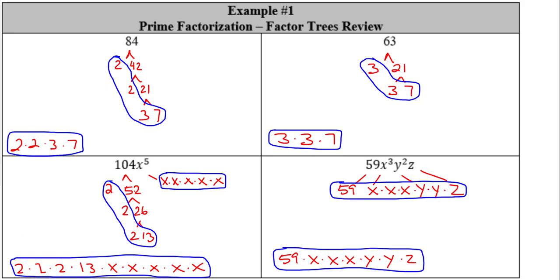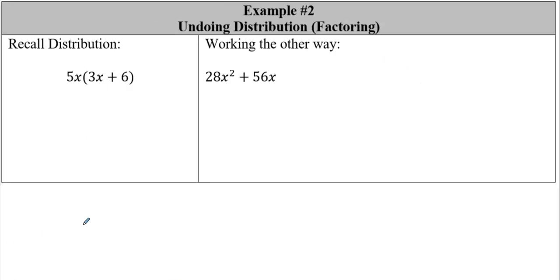All right, let's take a look at example number 2. So we got another piece of recall. Why so much recall? Well, that's why we learned this stuff in the first place, because we know we're going to use it later. Okay, remember distribution. Distribution is when we had something on the outside of a parentheses, and if we had more than one term, we had to multiply it to every term inside the parenthesis.